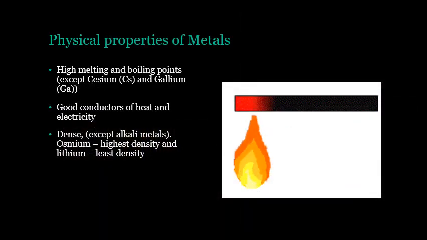Metals have high melting and boiling points, except cesium and gallium. Metals are very good conductors of heat and electricity. Metals are also dense. You know, osmium has the highest density, but lithium has the least density.